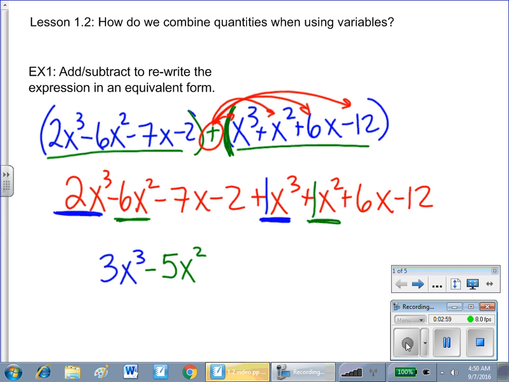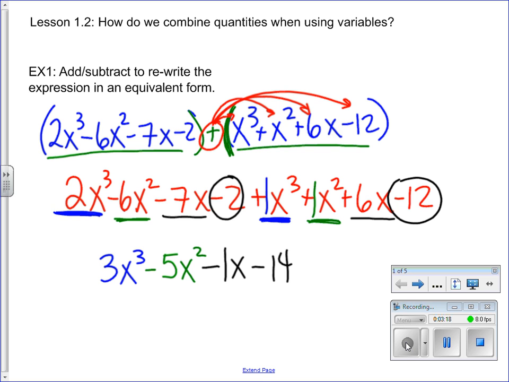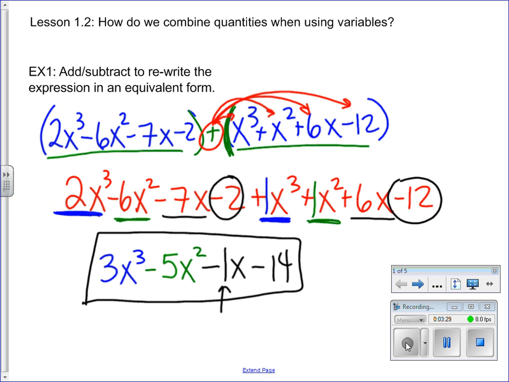I'm going to keep going with this. Negative 7x, positive 6x. They are like terms, so I'm going to combine the coefficients. Negative 7 plus 6 gives me negative 1x. And then lastly, we have negative 2 and negative 12. Negative 2 minus 12 is negative 14. Okay, so here is my expression. I don't need to put this 1 in front of the x, but it is okay to leave it that way. One thing I want you to notice about the way the expression is written.